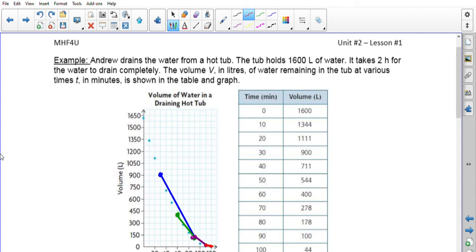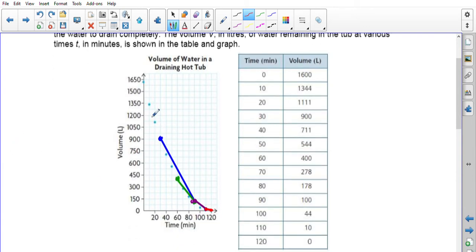All right, it says Andrew drains the water from a hot tub. The tub holds 1,600 liters of water. It takes 2 hours for the water to drain completely. The volume in liters of water remaining in the tub at various times t in minutes is shown in the table and the graph. Okay, so you can choose to get your point specifically from the graph or just reference it from the table.